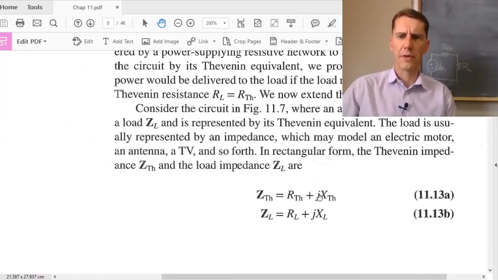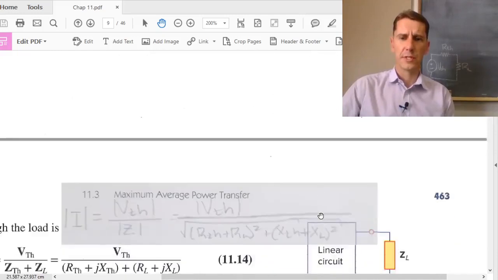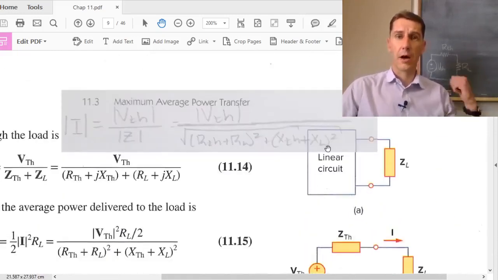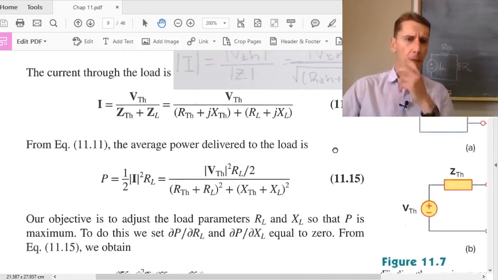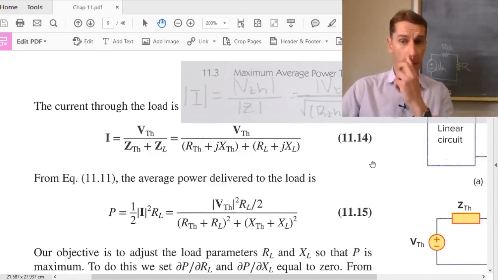So you've got an R Thevenin and X Thevenin. And you've got an R load, X load. And not just two resistors. So there's our linear circuit, the linear circuit being our Thevenin equivalent. The Thevenin equivalent circuit and our load impedance. So the same principle. Now, how do you get the maximum power transfer? Let's calculate what that power is that's being transferred.